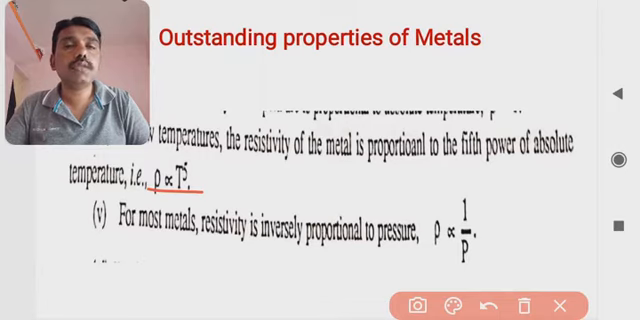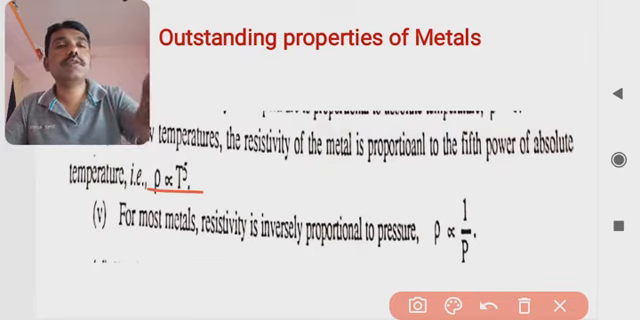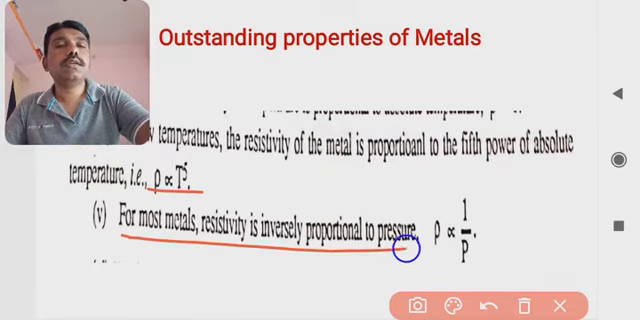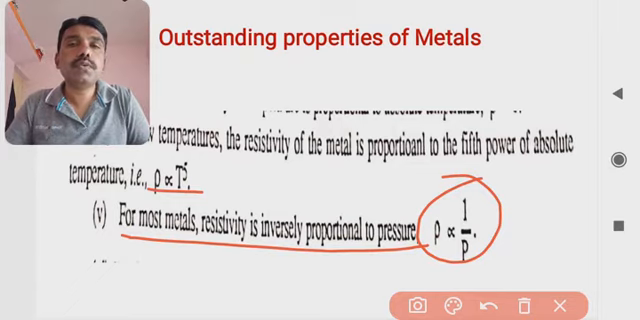Another property is that for most metals the resistivity is inversely proportional to the pressure. And in general also we are aware that this resistivity is inversely proportional to the pressure.